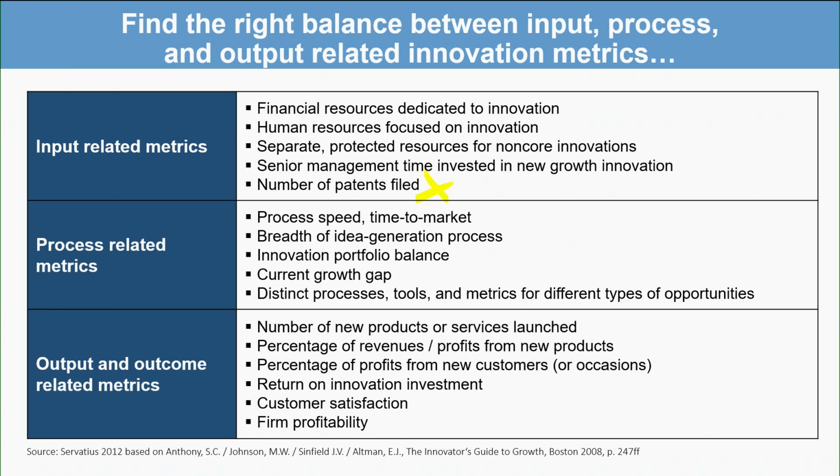Well, and finally to the outcome and output. So, of course, we can just count the number of products and services launched. Often we calculate the percentage of revenues or profits derived from new products. And this second output-related measure is actually one that a lot of companies use in their incentive system.